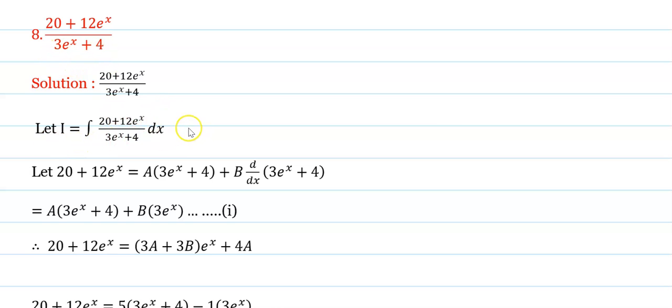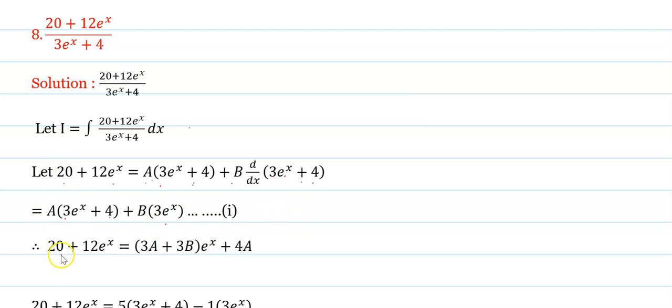I equals, again, the numerator is equal to a into denominator plus b into derivative of the denominator. A in bracket 3e^x + 4, and the derivative of the denominator 3e^x is 3e^x, the derivative of 4 is 0. Now we'll find out the values of a and b.